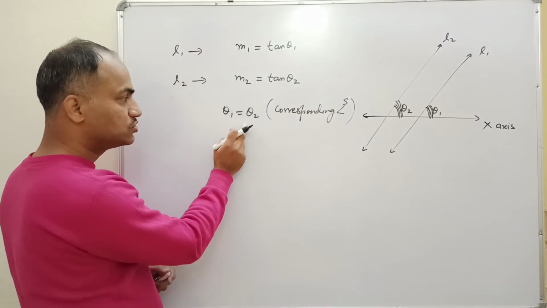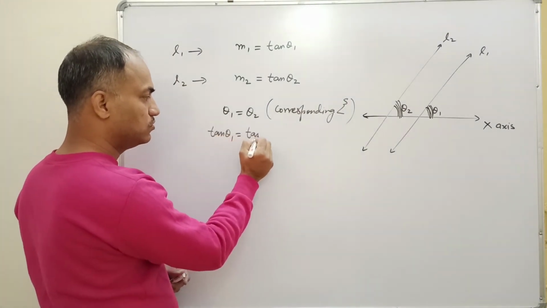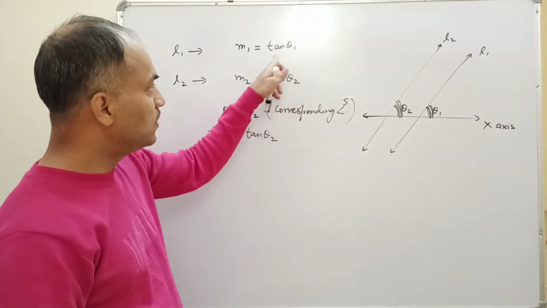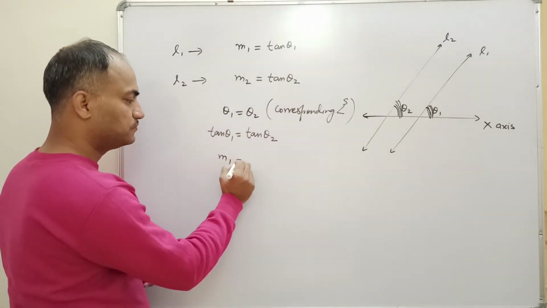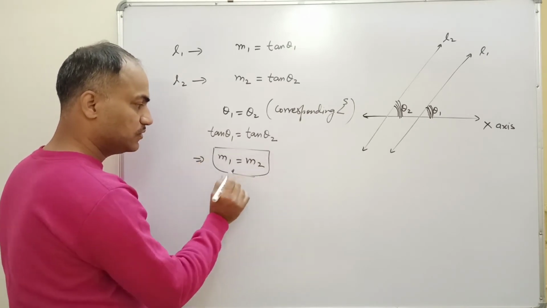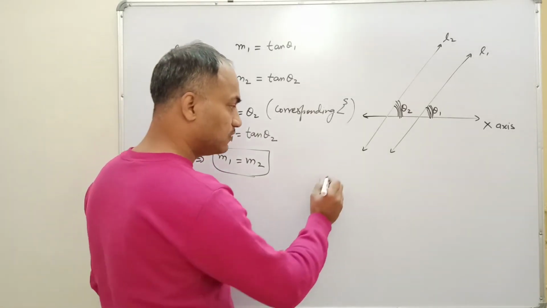Okay, so tan theta 1 will be equal to tan theta 2. And since they are equal, the slopes are also equal. This is the main conclusion, why the slopes are equal, why we put them equal. One more thing is there.